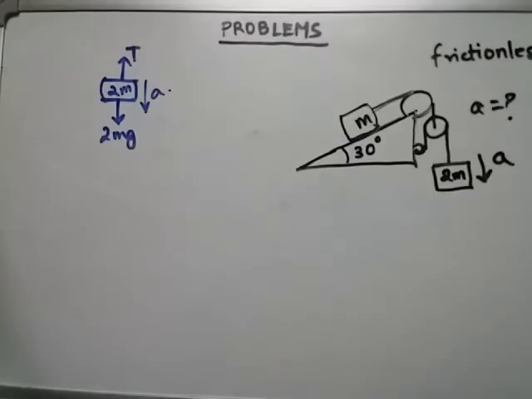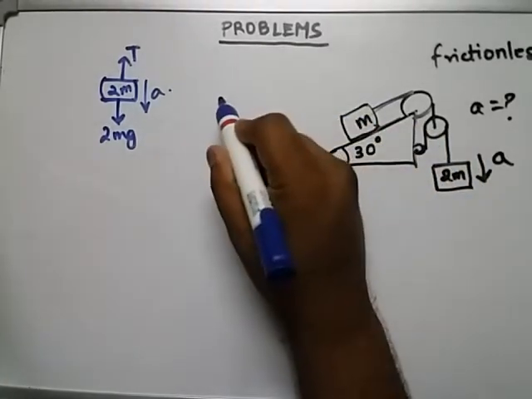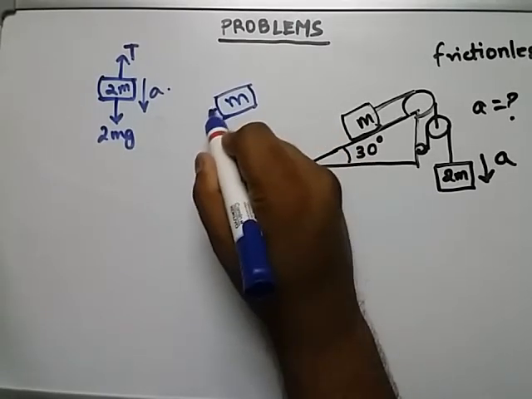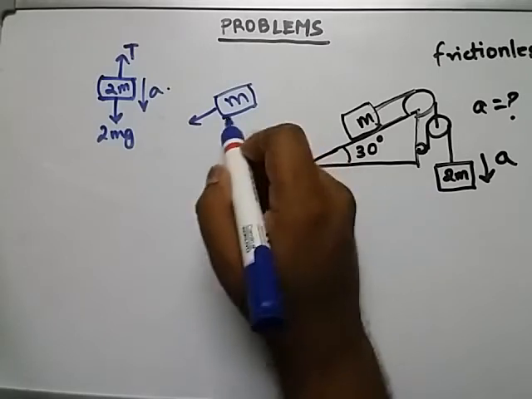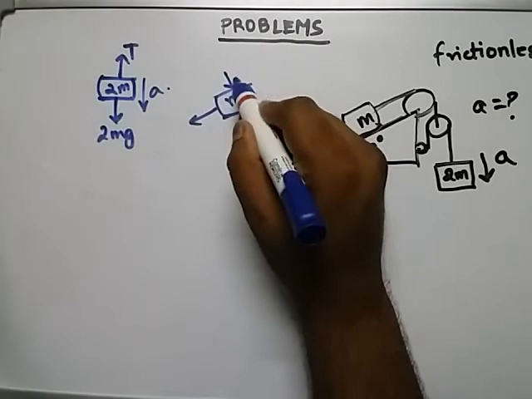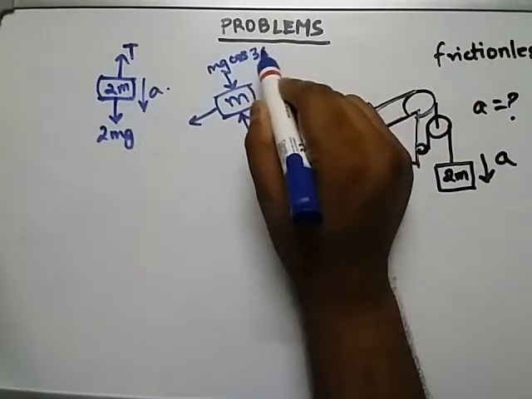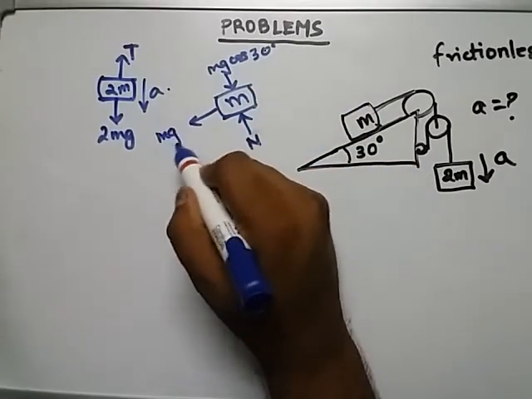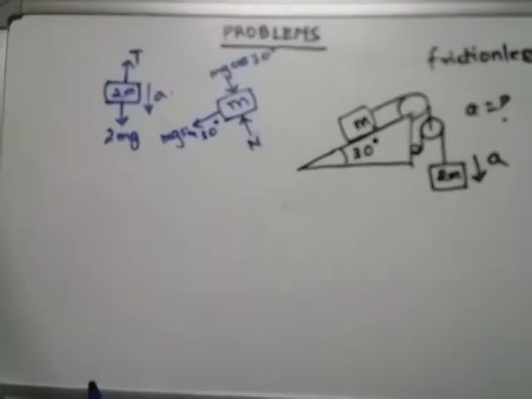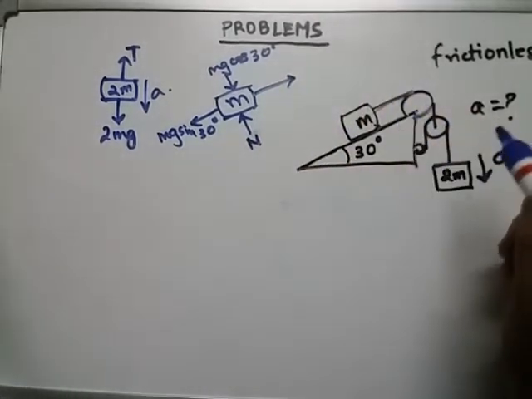Again, let us draw the free body diagram of mass m. Okay, so it is like this. Here it is the normal reaction, N, and here it is mg cos 30 degree, and here it is mg sin 30 degree. Fine. Now here there is a tension. Now what will the value of this tension be?